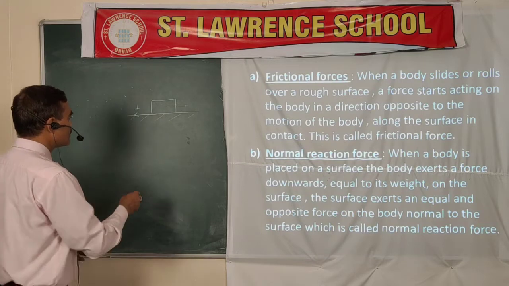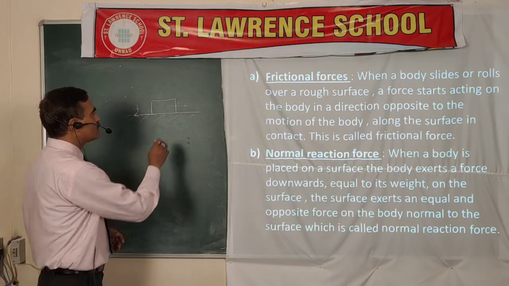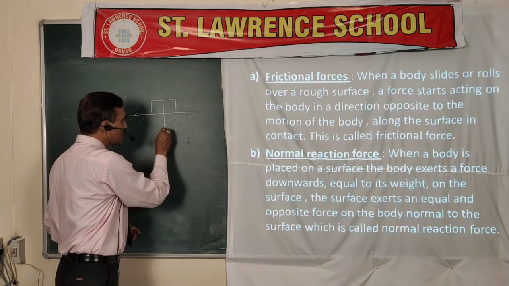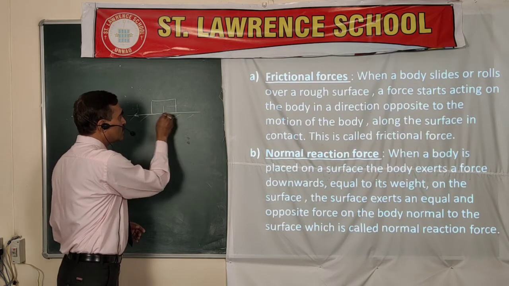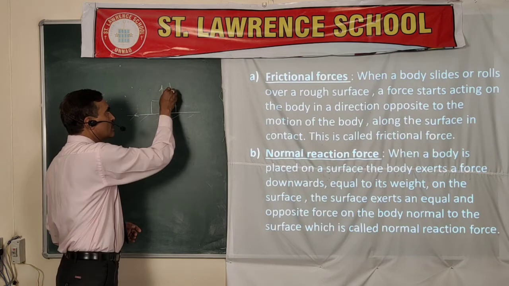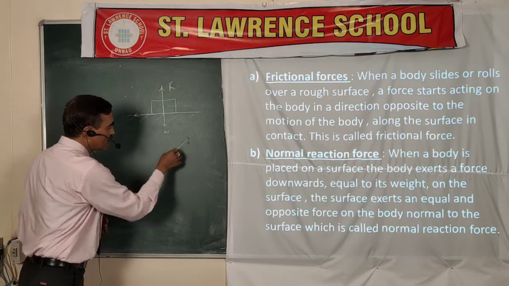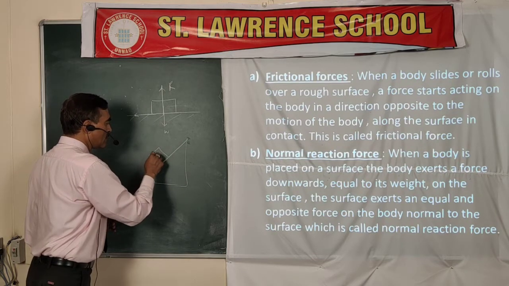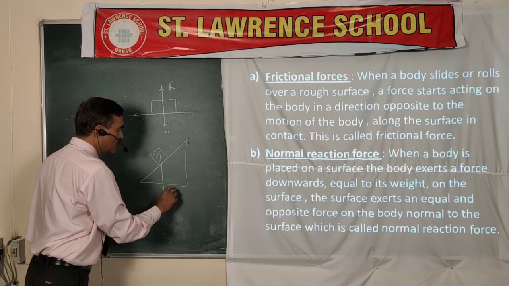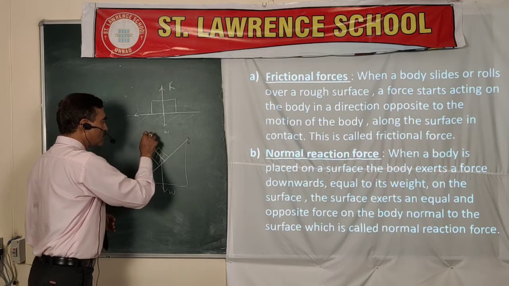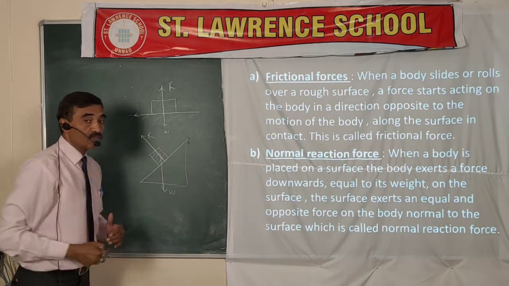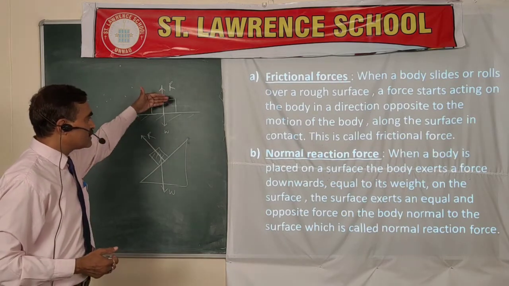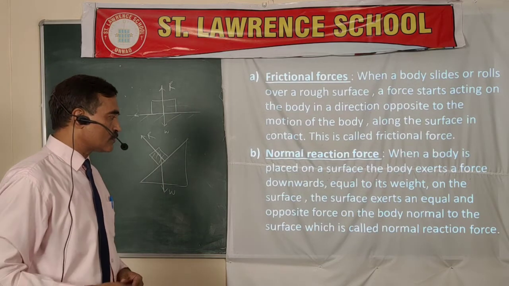Now the next one is called the normal reaction. Normal reaction means whenever the body is placed on any surface, the weight of the body acts downward and the reaction of that surface acts perpendicular to the body. Suppose the body is placed on an inclined plane like that, then the weight will act vertically downward, but the normal reaction always acts perpendicular to the surface on which the body is placed. That is called normal reaction. So this will act as an action, and this will act as a reactionary force.